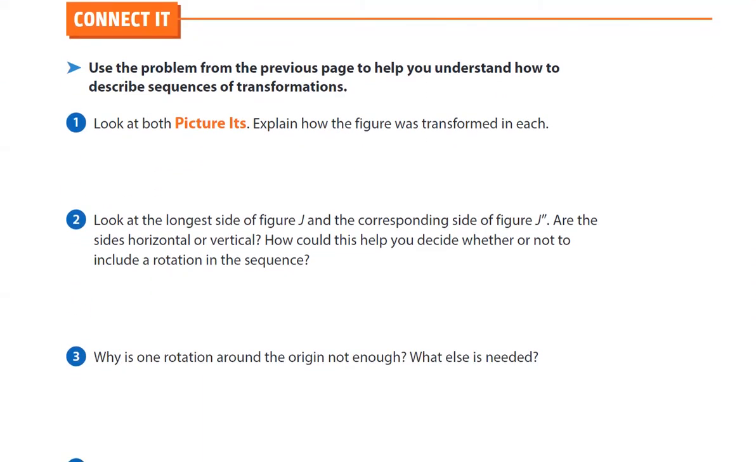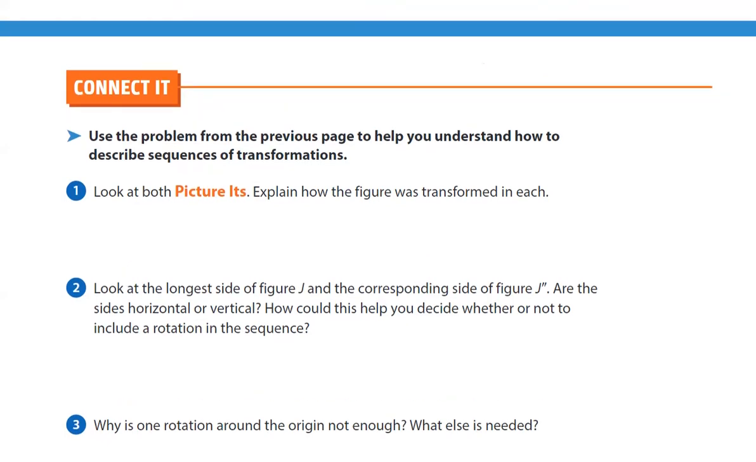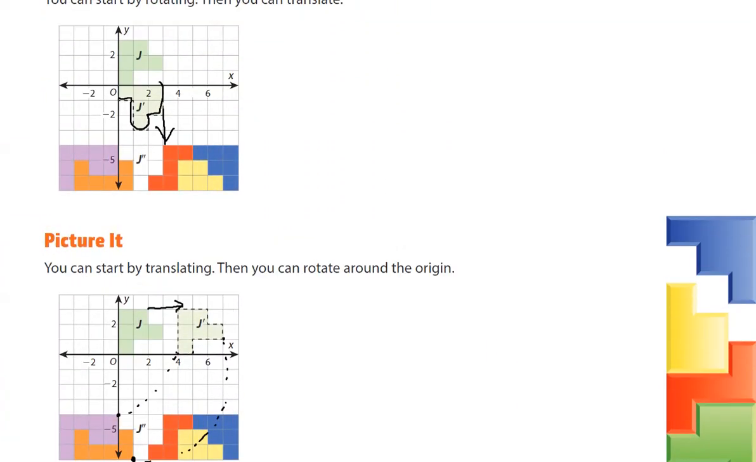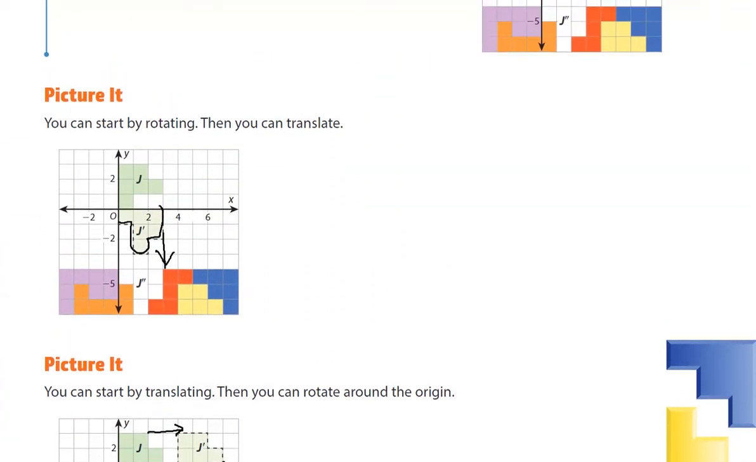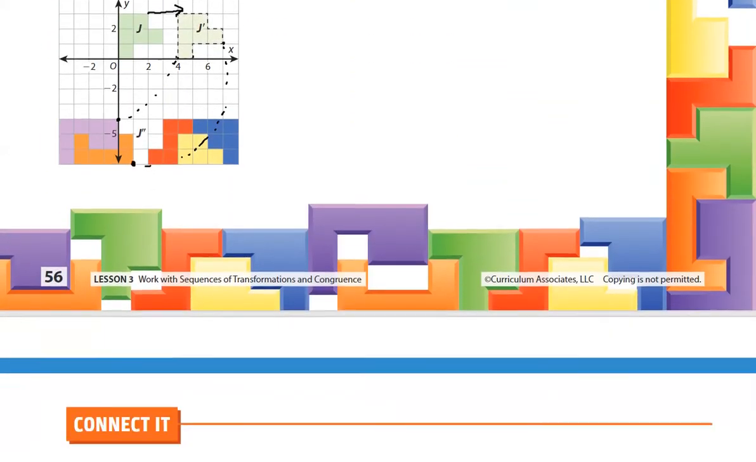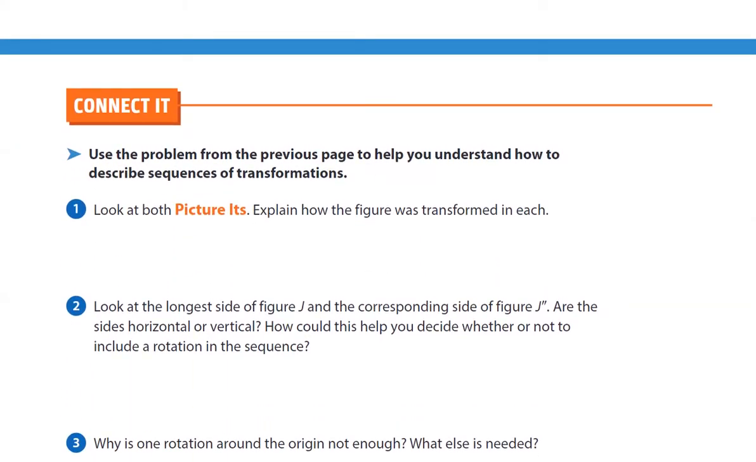Look at both pictures. Explain how the figure was transformed in each. Well, it says, doesn't it? So you can start by rotating. Rotate and then translate. This one is translate and then rotate. But should we give the specifics? I guess they both did kind of the same thing. Okay, so the first picture, I'm going to use my typing tool. Probably faster for you to watch, isn't it?